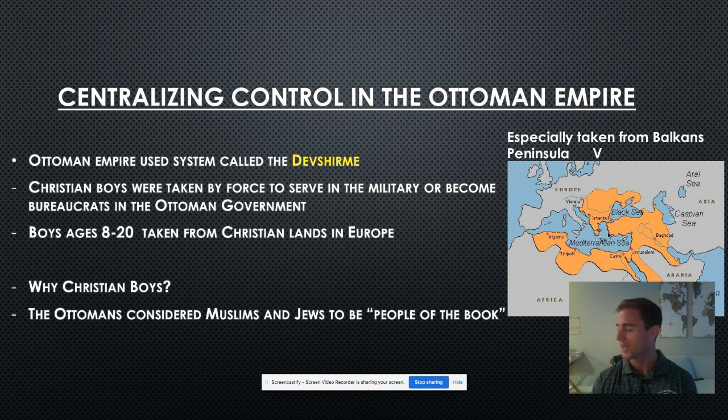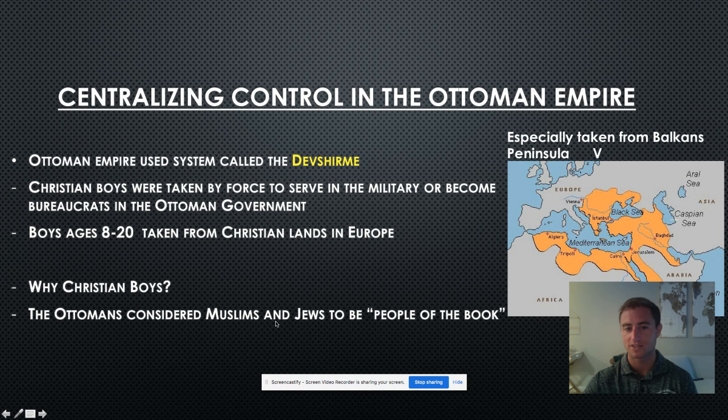But of course, this system can't last forever. Because eventually you're going to run out of boys to abduct from Southern and Eastern Europe, which is what starts to happen. And the other thing is that you're going to develop a tremendous amount of resentment from the people that you keep abducting their children from, which is why the Ottomans start to be attacked by their neighbors, especially their neighbors in Europe.